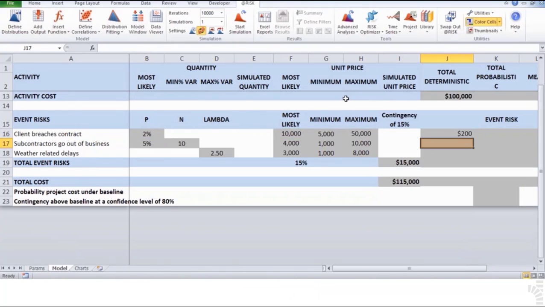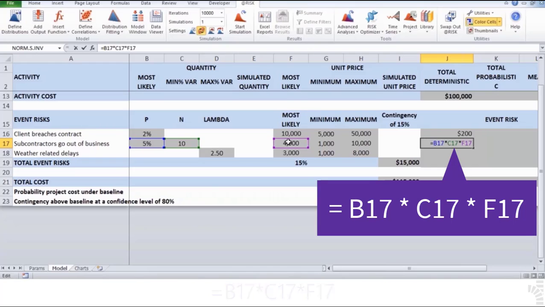13. On cell J17, for the second risk of subcontractors going out of business, multiply the probability of each subcontractor going out of business, 5%, on cell B17, times the number of subcontractors on the list, 10, on cell C17, times the most likely impact of each one of these events occurring, of $4,000, on cell F17, equals B17 times C17 times F17.